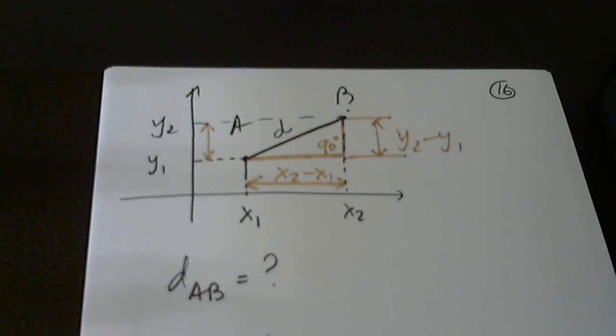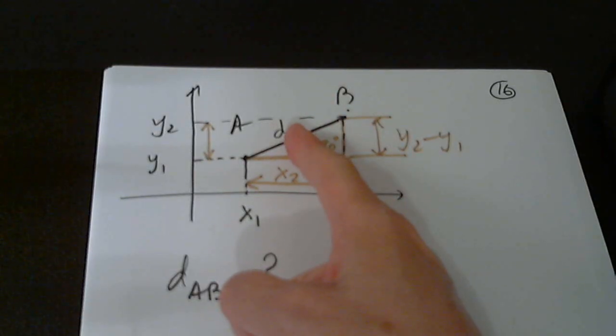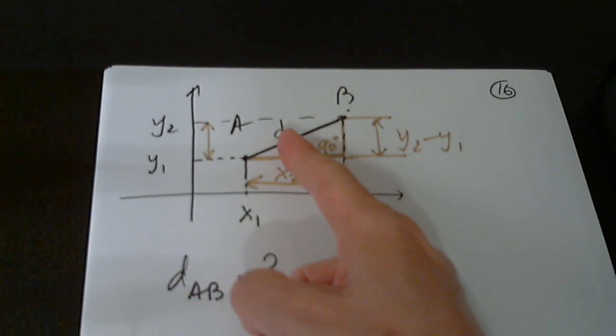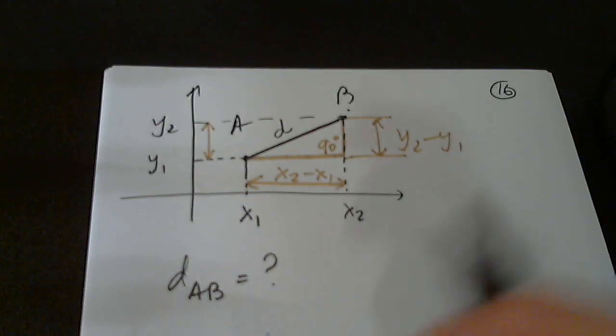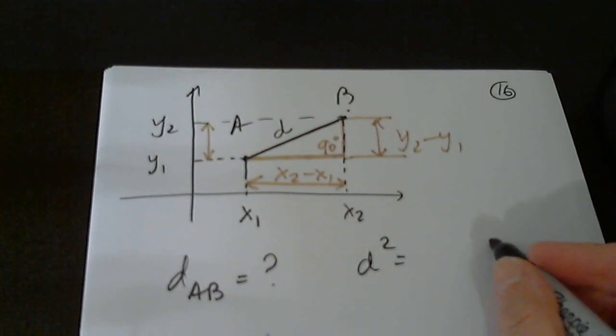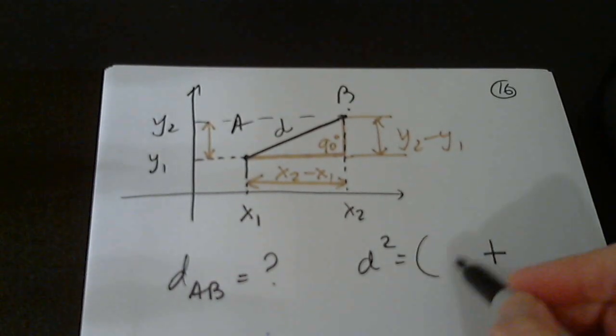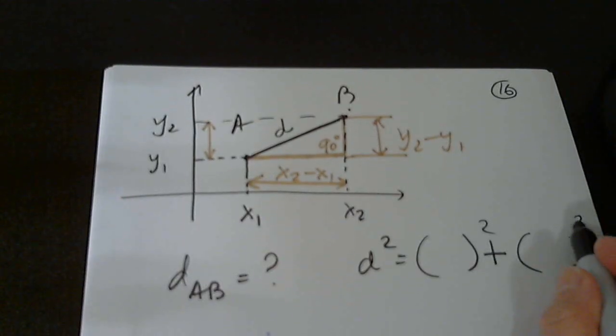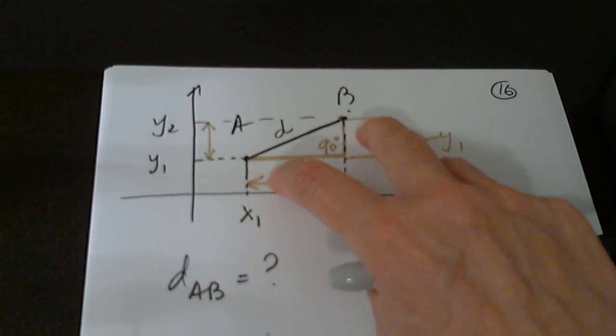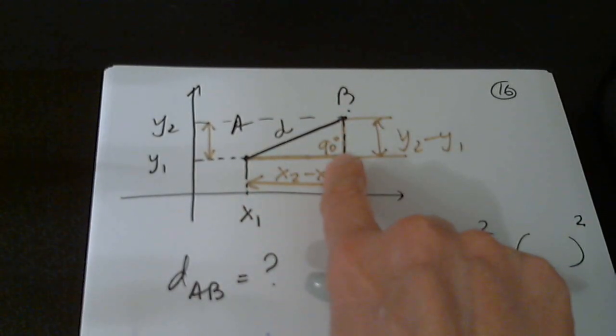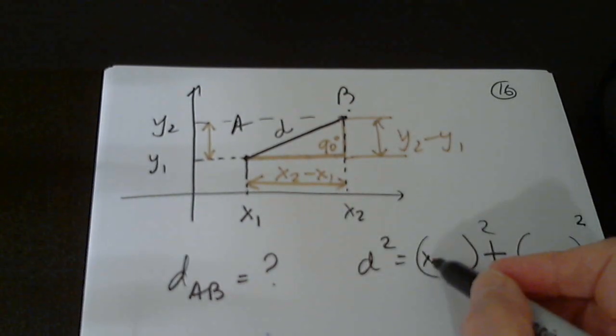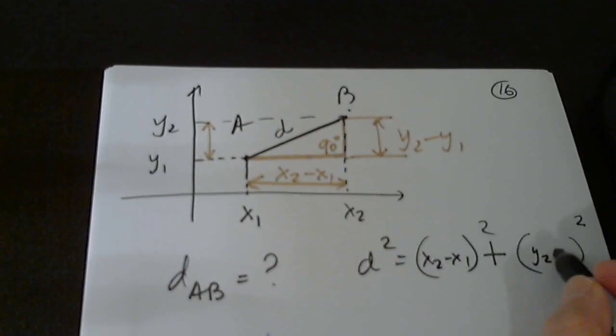So if you remember the Pythagorean theorem, the longest side, which is the hypotenuse, squared equals the sum of the squares of the 2 legs. The legs are the sides that form the 90-degree angle. So it's x2 minus x1 and y2 minus y1.